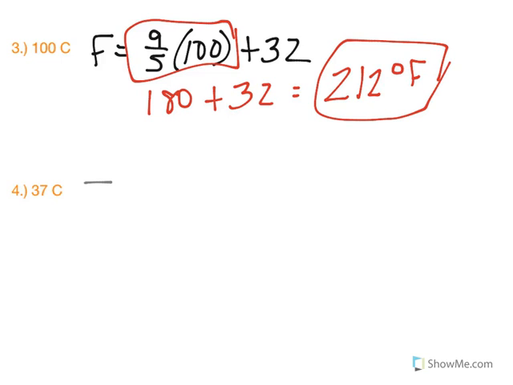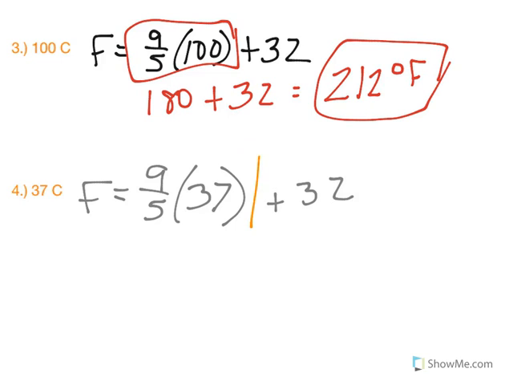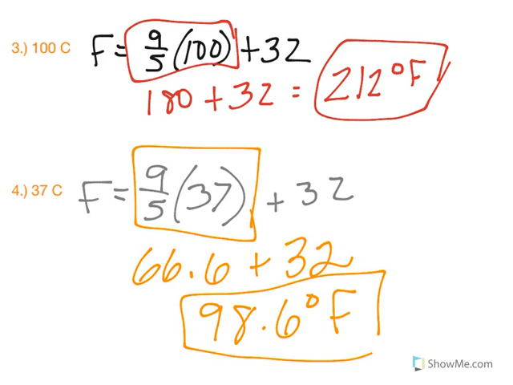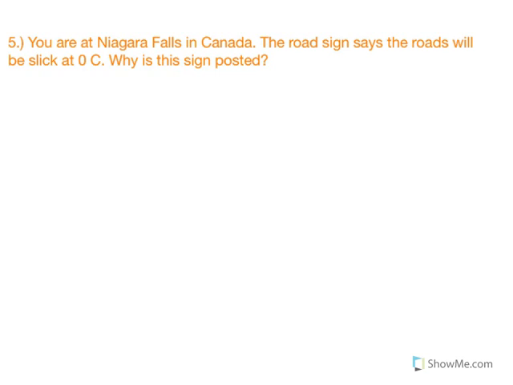Now we have 37, so F equals 9 divided by 5 times 37 and then I add 32. So when I do this beautiful divide and multiply, I get 66.6. Then I add 32, and when you put those together, you get 98.6 degrees Fahrenheit. And of course, you're thinking right now, is that what I think it is? Yes, that is what your normal body temperature should be. So in Celsius, your body temperature should be roughly 37 degrees Celsius.